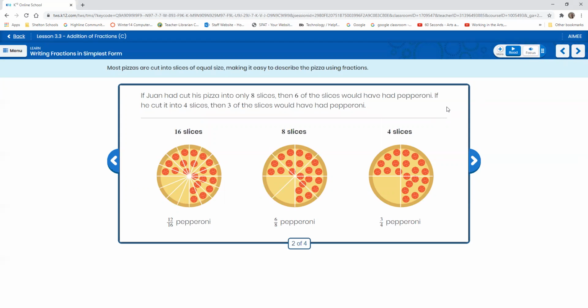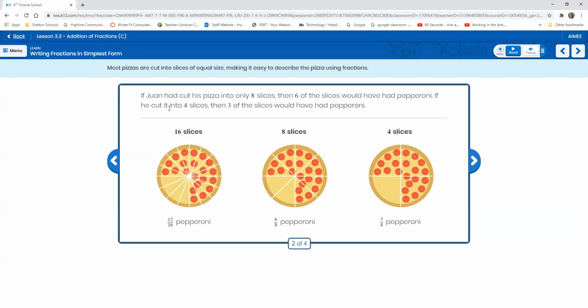If Juan had cut his pizza into only 8 slices, then 6 slices would have had pepperoni. Notice the same portion of the pizza has pepperoni. What changed was how many slices he cut it into. At 16 slices, the pieces are smaller than they are at 8 slices.